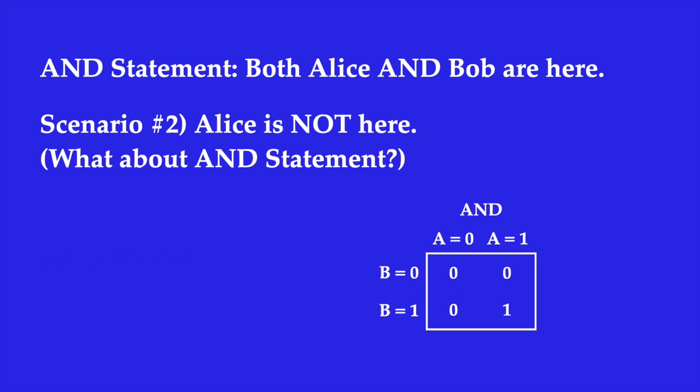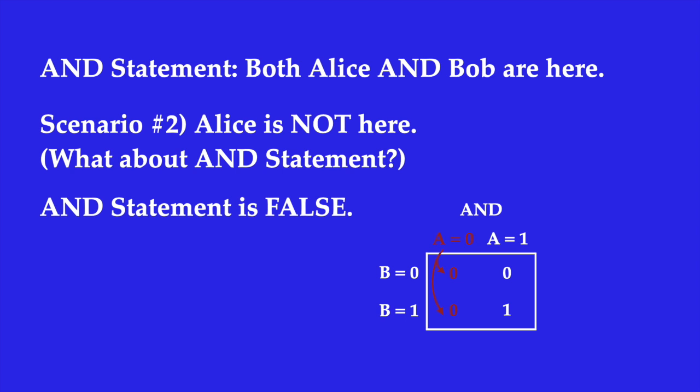For scenario 2, let's flip things around and say Alice is not here. Now, what does that tell us about our AND statement? Is it true or false? Let's look at the AND gate again. Since Alice is not here, A equals 0. So we can go down the column to see what we see. And there are 2 zeros. It doesn't matter which one we pick because the results are the same. The AND statement is false. And again, we don't care about Bob.